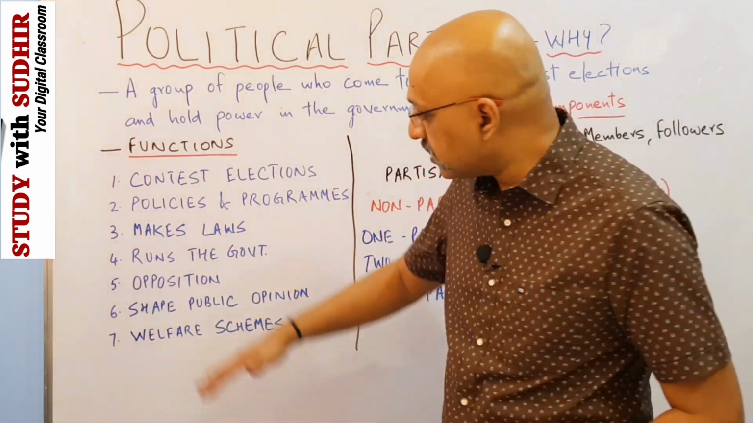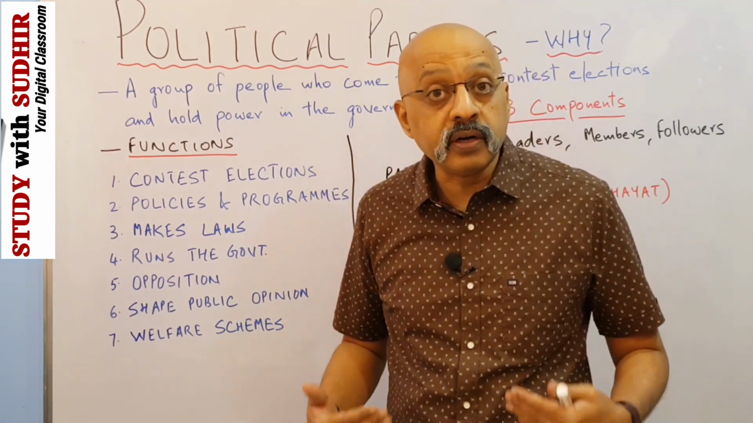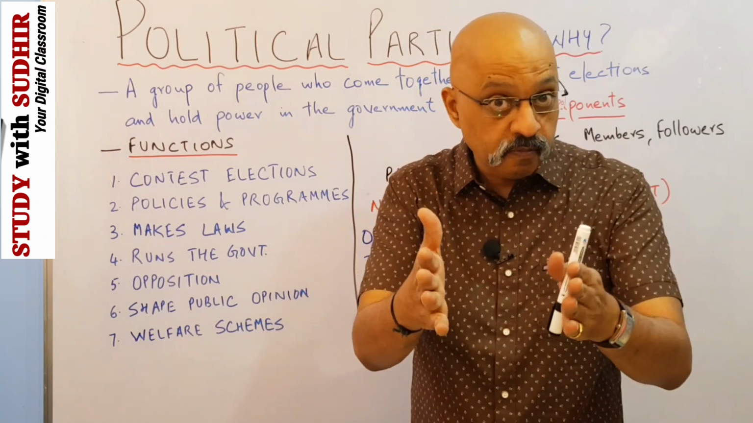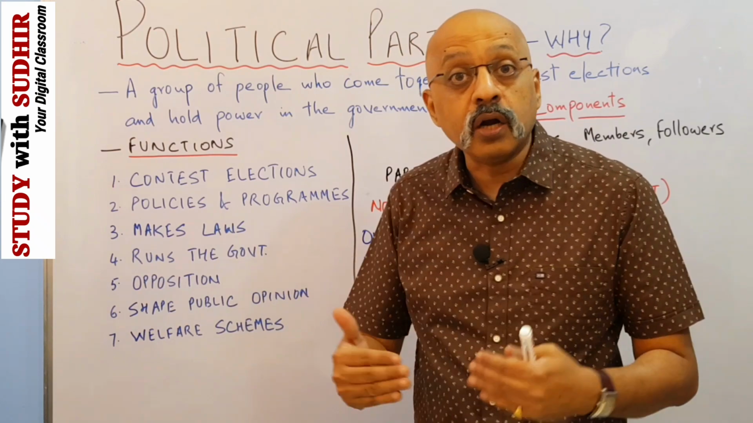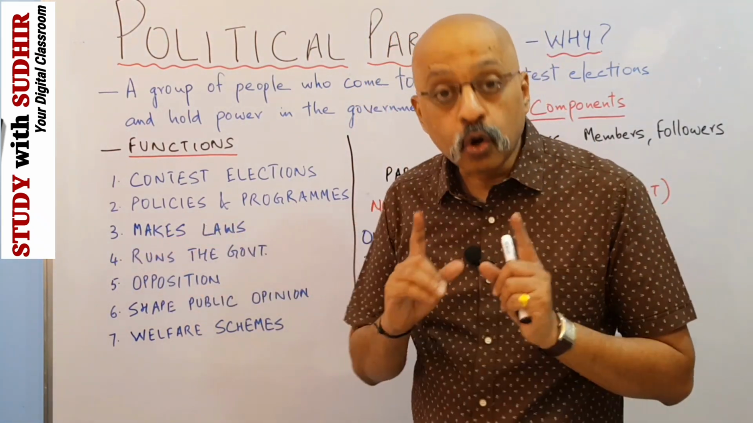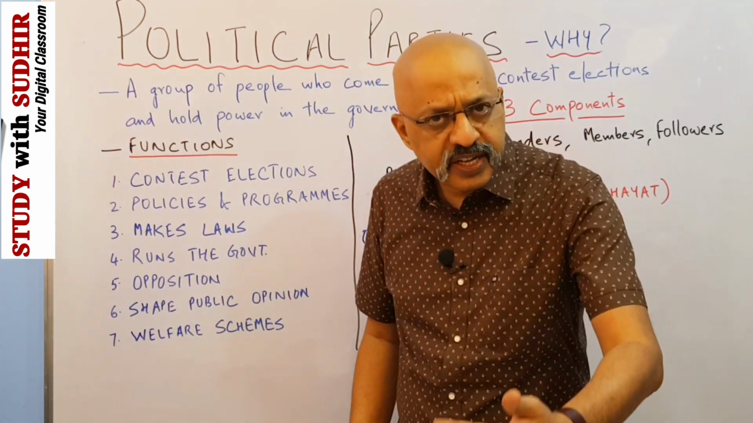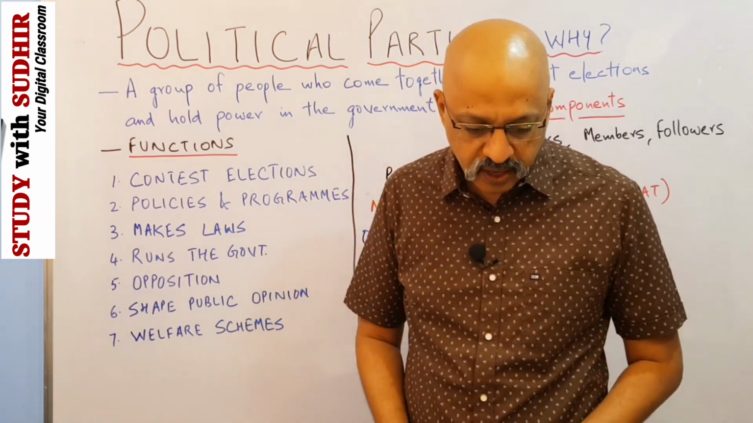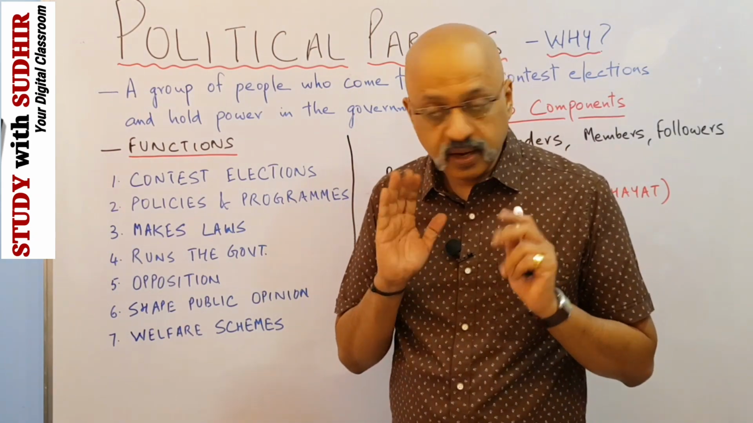The third, of course, is the making of laws, and that's one of the most important functions of a political party if it forms the government. अगर वे सरकार बनाते हैं, so they make the laws. कानून बनाने की जो प्रक्रिया है, that is done by the ruling party. Okay, so that is done in the legislature, in the legislative assembly in the states, or in parliament in the country, in India, and that's how the entire process of making laws is conducted.